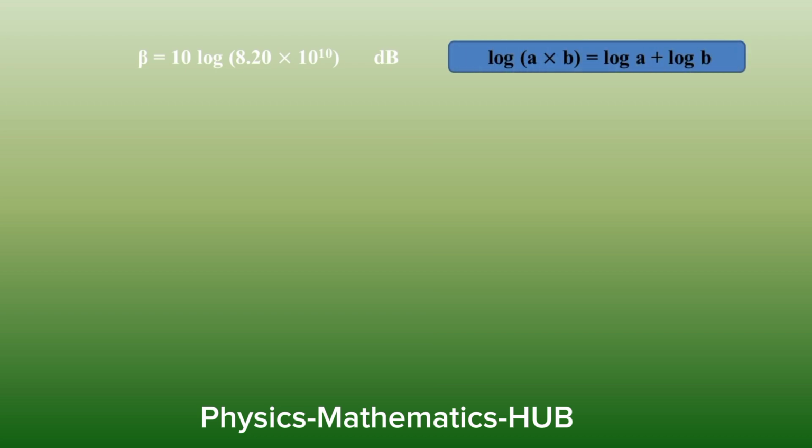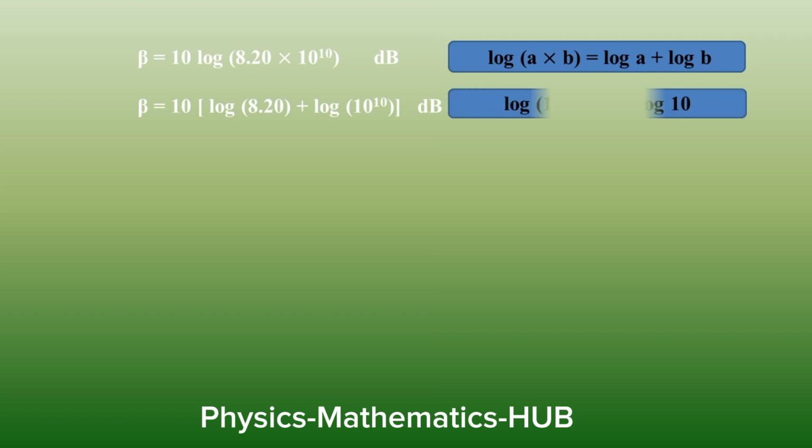Here we use the formula that log of A multiplied by B is equal to log of A plus log of B. So we get beta is equal to 10 log of 8.20 plus log of 10 to the power 10 decibel. We use log of 10 to the power 10 is equal to 10 log of 10.